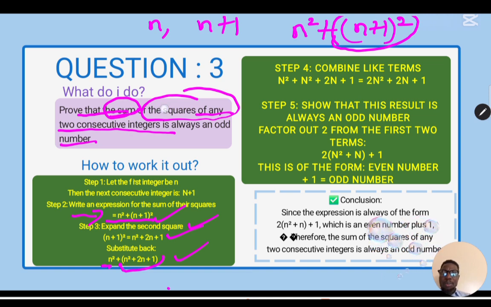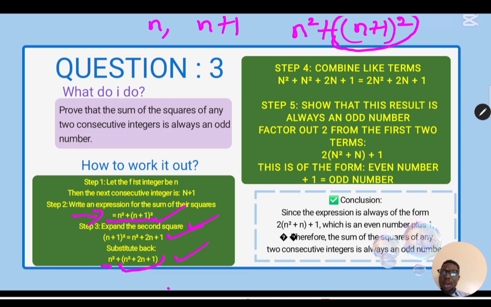Prove that the sum, I'm going to remove 2 for us to see. Prove that the sum, so we've done the sum, we've done the square, we've added it. It's always an odd number. So we are going to prove how it is an odd number now.